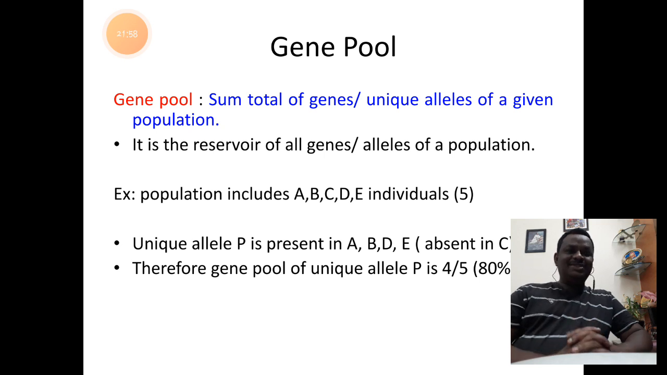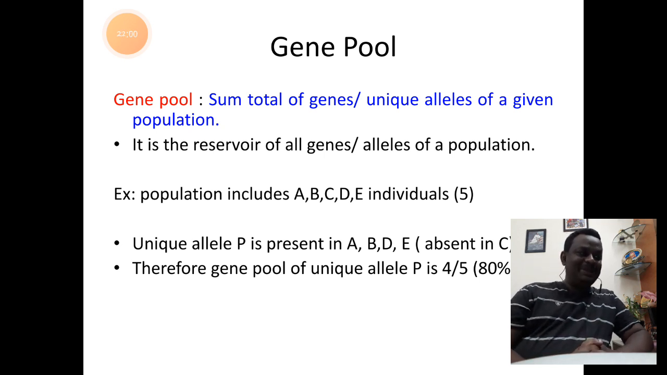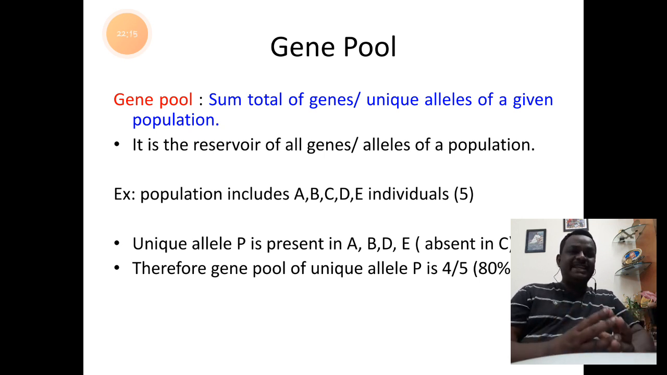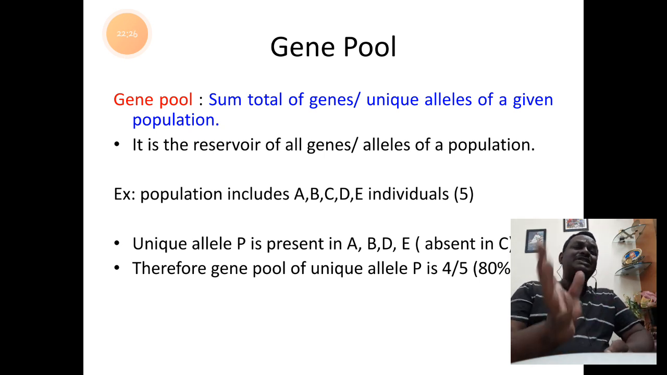So here is another example to understand what gene pool is. The definition of gene pool is the sum total of genes or unique alleles, that is specific genes, present in a given Mendelian population. It is the reservoir of all genes or alleles of a population.